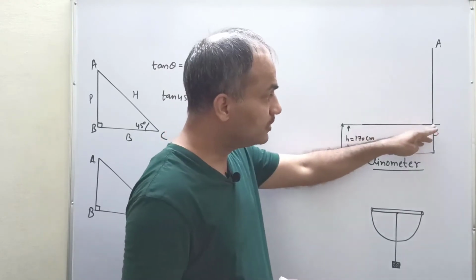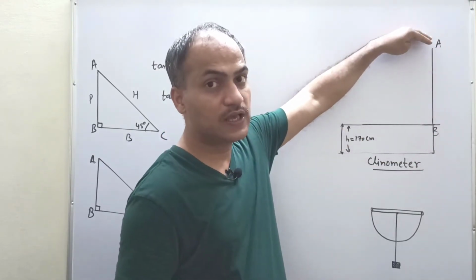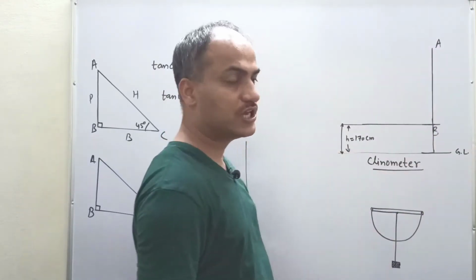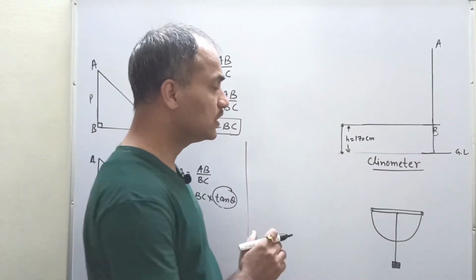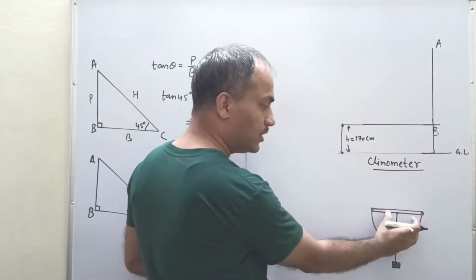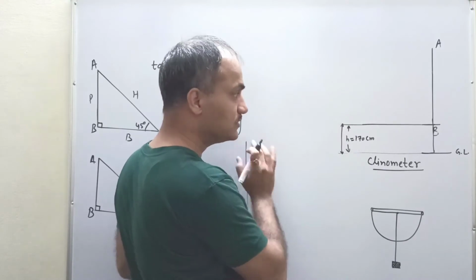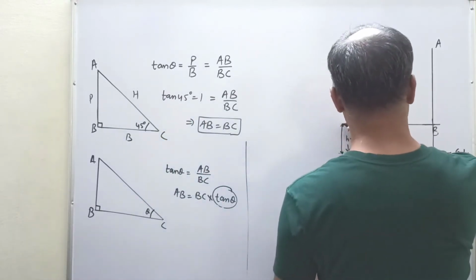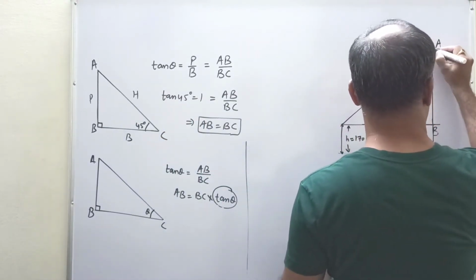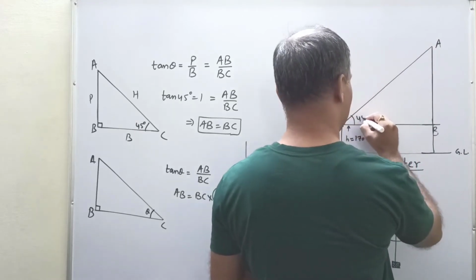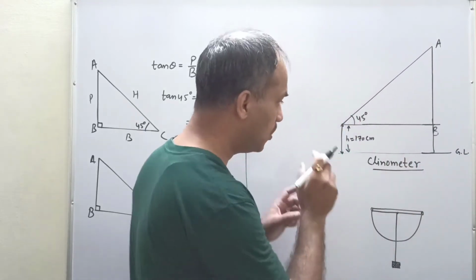Then what will be the height of this building from the ground level? Okay, this is the level of ground. Now what are we doing? We are putting this clinometer here in such a way that this angle becomes 45 degree. Okay, now how to keep it?